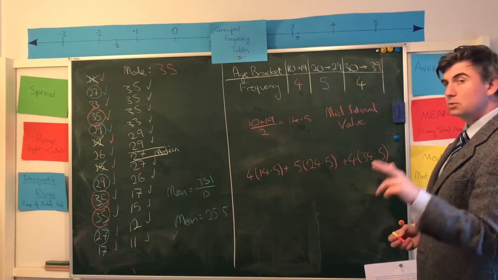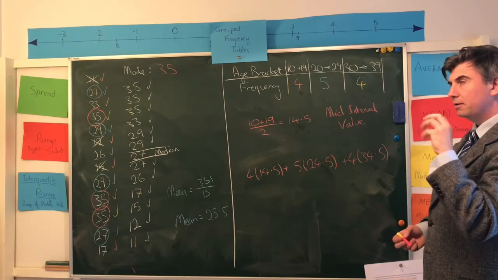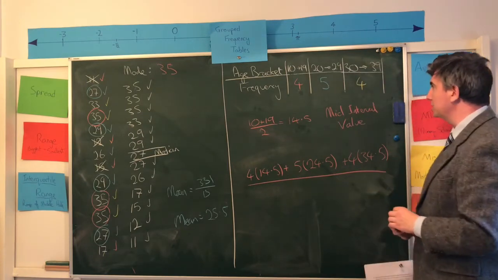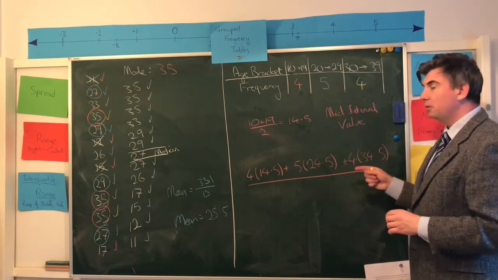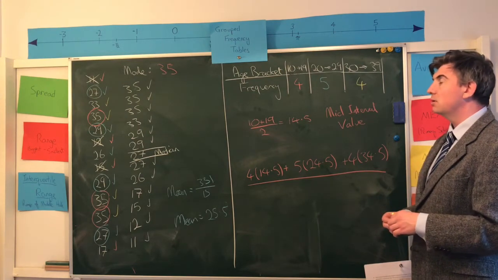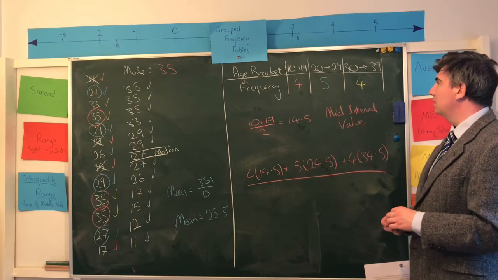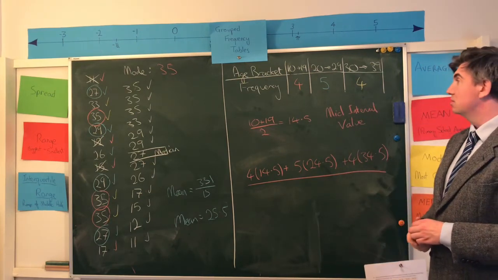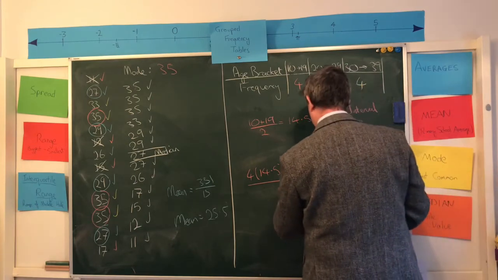And this is where people might get a little bit lost, okay? So full attention here, guys. I've added them all up. I need to divide it by how many there are. So add them all up divided by how many there are. There's 4 there, 5 there, and 4 there. So that's going to be 4 plus 5 plus 4.